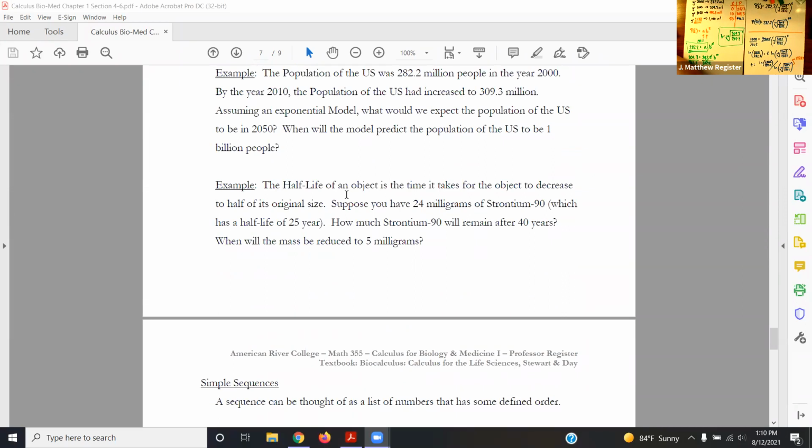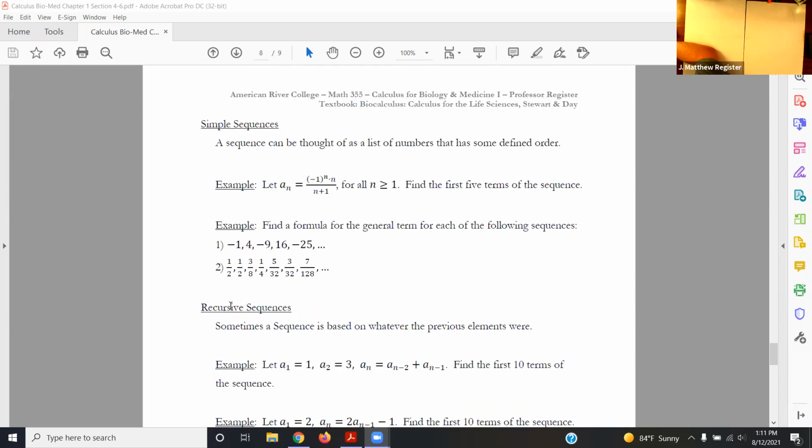The next one, similar, just going the other direction. So half-life of an object is the amount of time it takes for it to decrease to half of its original size. You can do the exact same mathematics to get all of those things done. Instead of doing that, let's go on to sequences. And so a sequence can be thought of as a list of numbers that has some defined order. And so you have a first element, a second element, a third element, a fourth element, and so on and so forth.